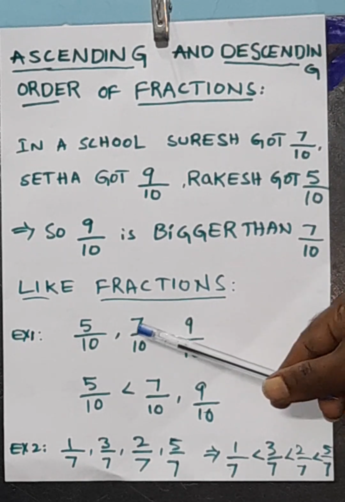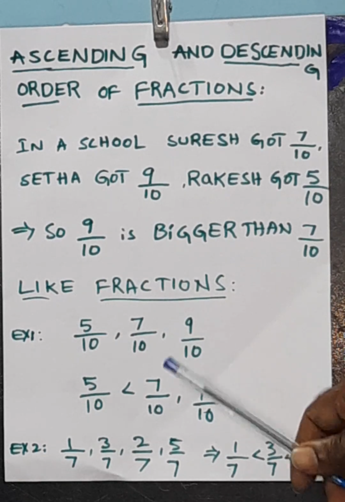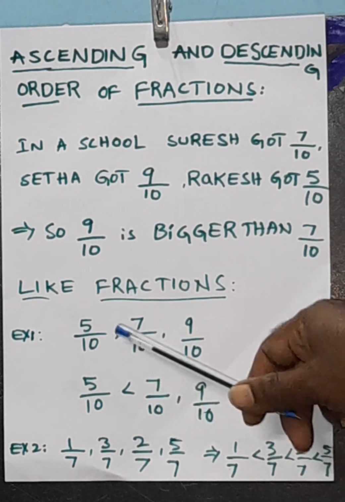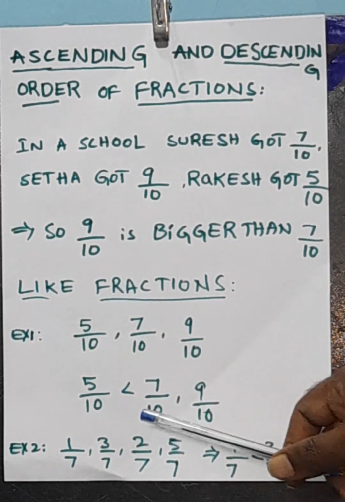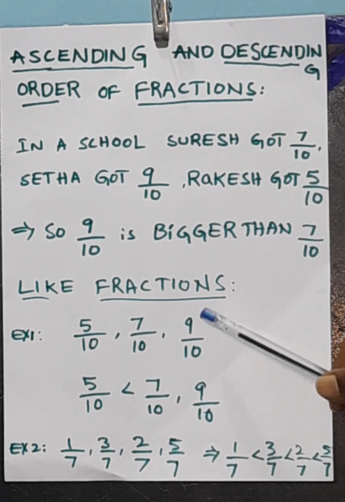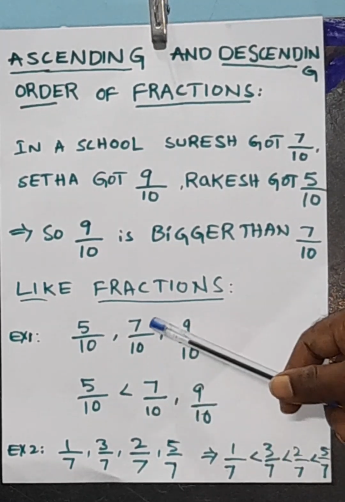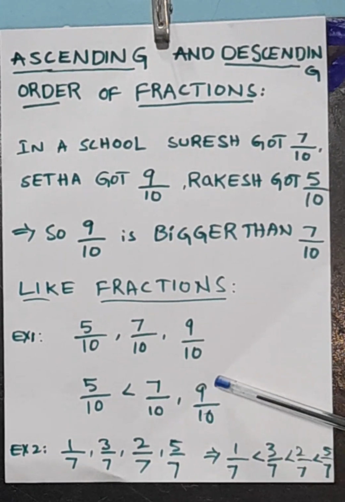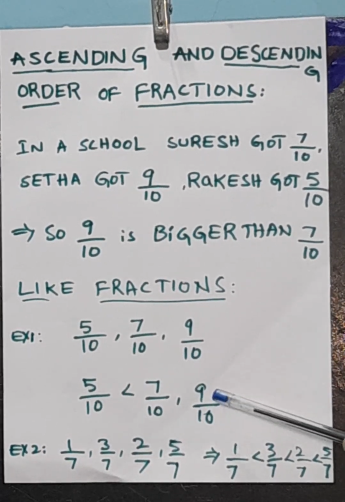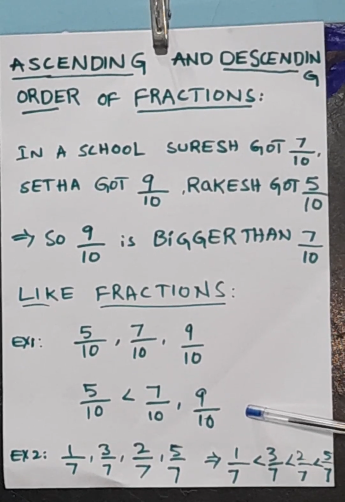So we are writing these like fractions in ascending order. Simply we can say if it is a smaller numerator, that is a smaller fraction. If it is a bigger numerator, that is a bigger fraction. Here 5 by 10 is the smallest, after that 7 by 10, after that 9 by 10. So this is the ascending order of the like fractions.